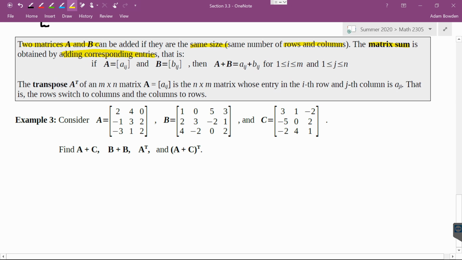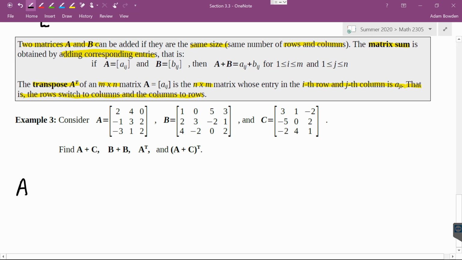And then we have something called the transpose of a matrix, denoted here by a superscript capital T. The transpose of an m by n matrix is an n by m matrix whose entry in the ith row and jth column is a sub j i. What this means is the rows switch to columns and the columns switch to rows. So let's look at a few examples of some matrices and how we do the addition and the transpose.